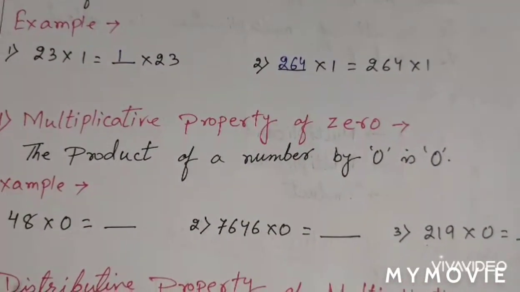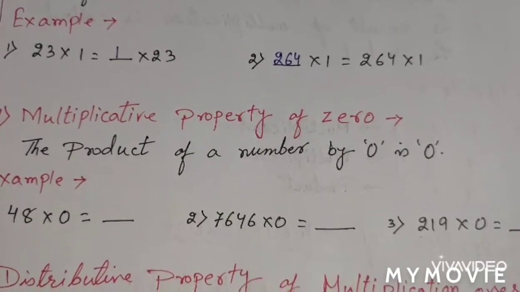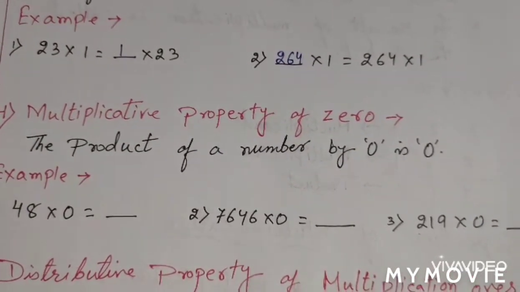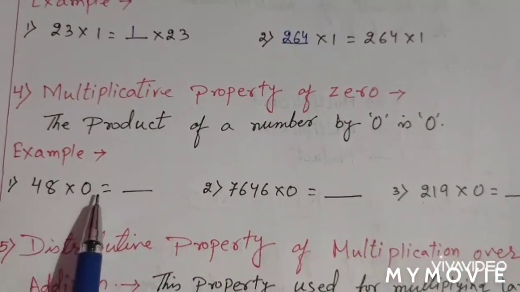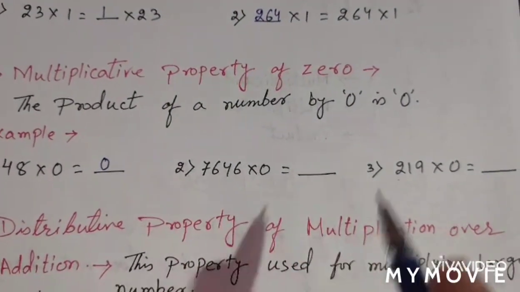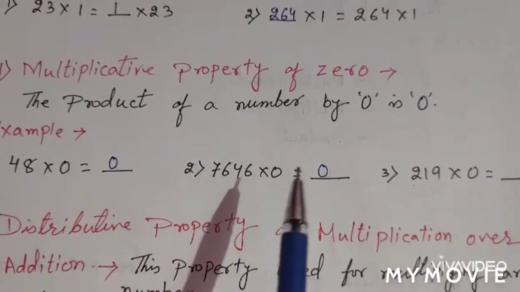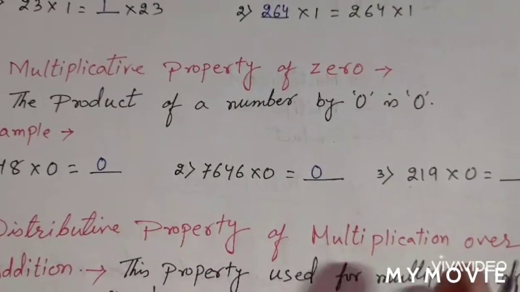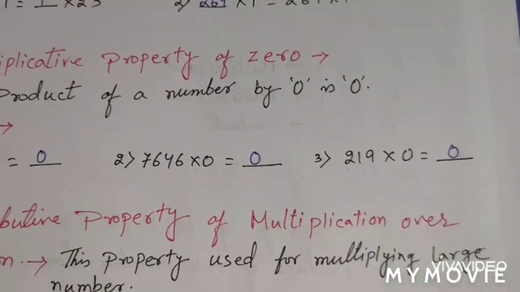Next, the fourth property is your multiplicative property of 0. You must know that any number multiplied with 0 will give you 0 only. Okay, just see the example, 8 into 0 will give you 0. 7646 into 0 will give you the same thing, 0. Don't be confused. Whether it is a small number or a greater number, multiplied with 0 it gives you 0. Then 21 into 0 will give you the same thing, 0.